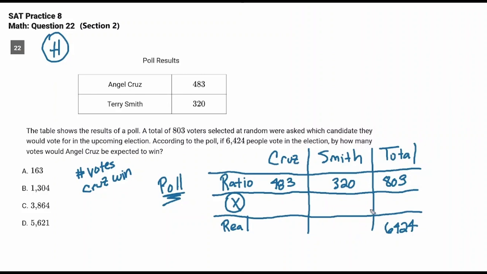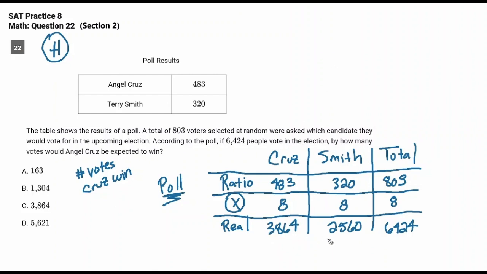So the multiplier is the same across the ratio. How can you multiply and get from 803 to 6,424? You divide to find out. It's 8. So for Cruz, you're going to multiply 483 times 8. That's 3864. And for Smith, you're going to multiply 320 times 8. That's 2560.